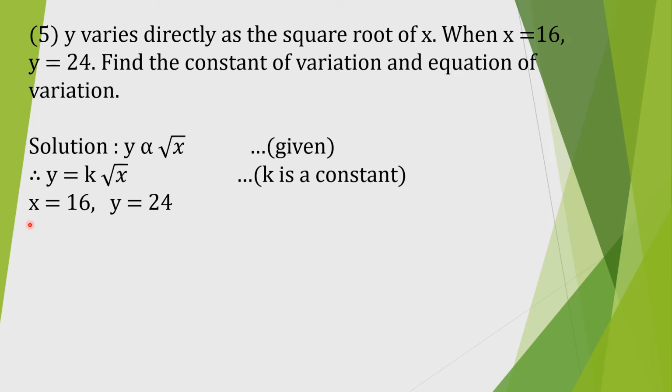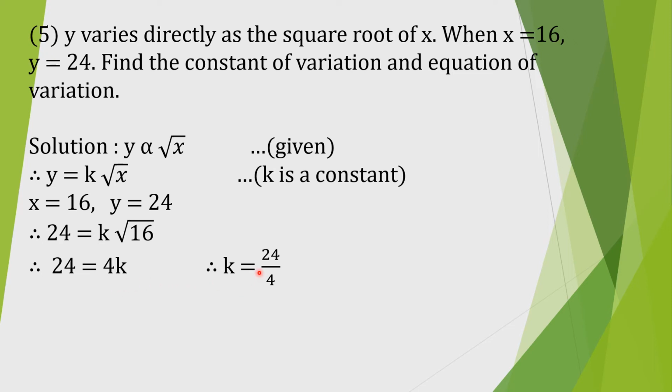Now it is given that x equal to 16, then y is equal to 24. By using these two values, first let's find out the value of constant k. So you'll substitute, therefore y in place of y, I'll write down 24 equal to k under root x, the value we get is 16. Square root of 16, 4 you'll get. So next step will become, therefore 24 equal to 4 into k, because square root of 16 is 4. So you'll get here 4k.